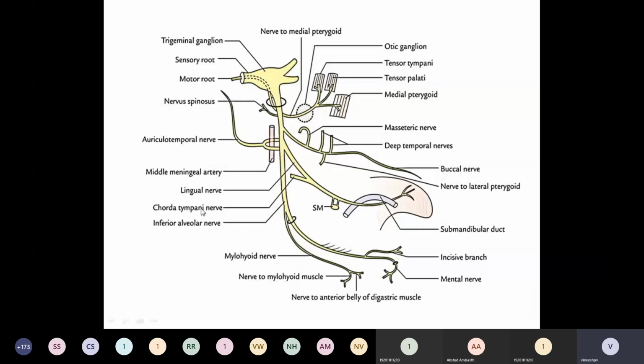So here, this diagram I can explain. This is the trigeminal nerve. This is the ganglion, that is the trigeminal ganglion, which divides into the ophthalmic, maxillary and mandibular nerves. It consists of a small motor root and a large sensory root. Both separately come out from the foramen ovale. As soon as they come out, they join together to form a trunk, just around 2 to 3 millimeters in length. Immediately, it divides into an anterior division and a posterior division. This is the basic course of the mandibular nerve.